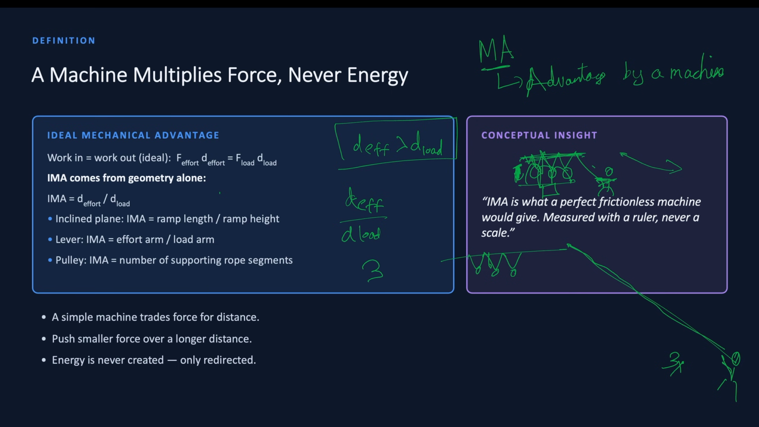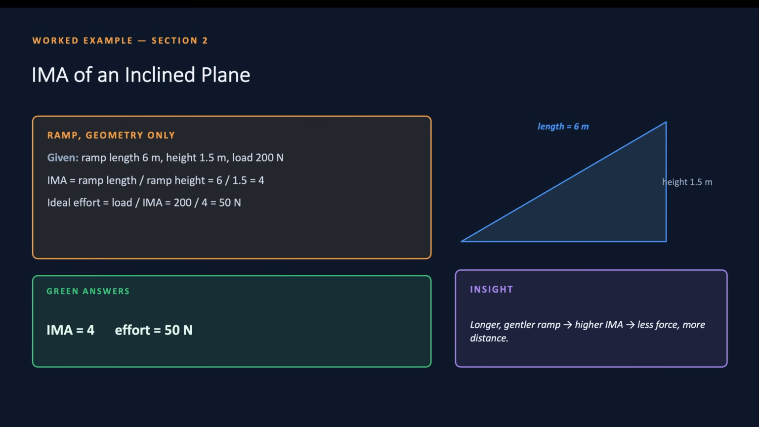So let's go over how that works in problems. If you're given an inclined plane, okay, and you ask for the IMA, ideal mechanical advantage. Ramp length is 6 meters here, height is 1.5, load is 200 newtons. IMA, ideal mechanical advantage, would be what? It would be D effort, right, which is how much you're pushing it, which is 6 meters here, over ramp height, which is 1.5 meters.